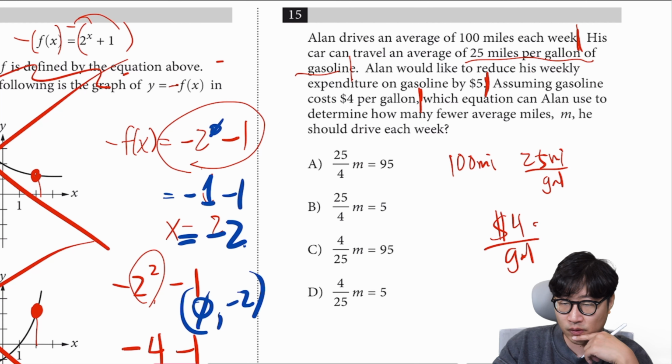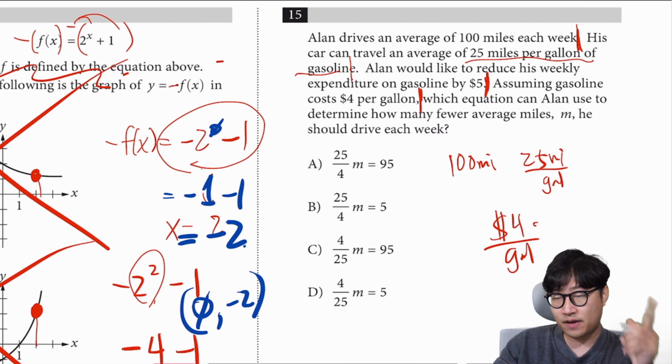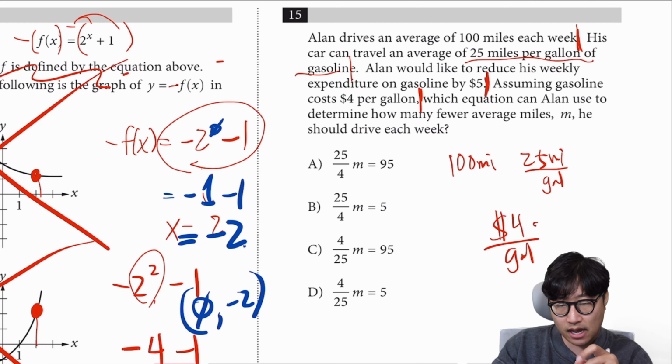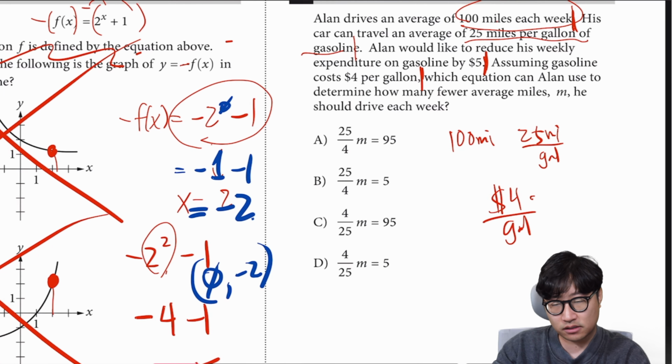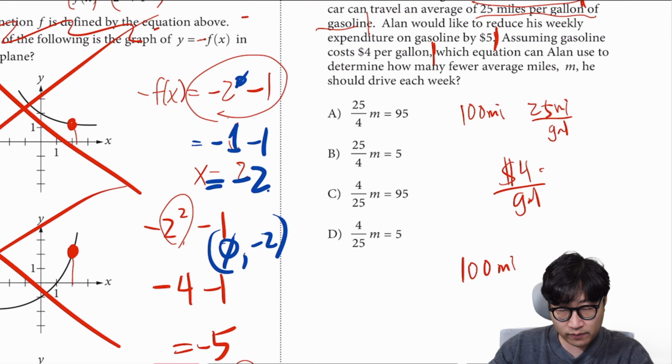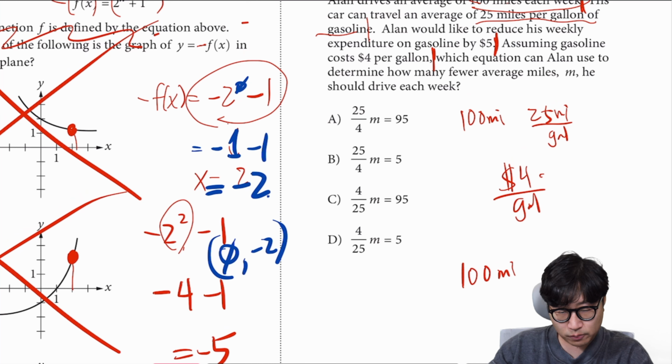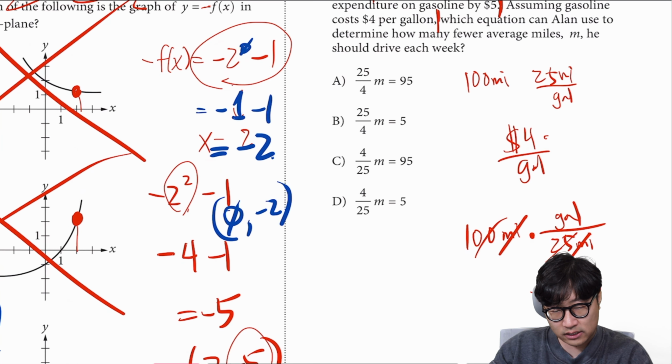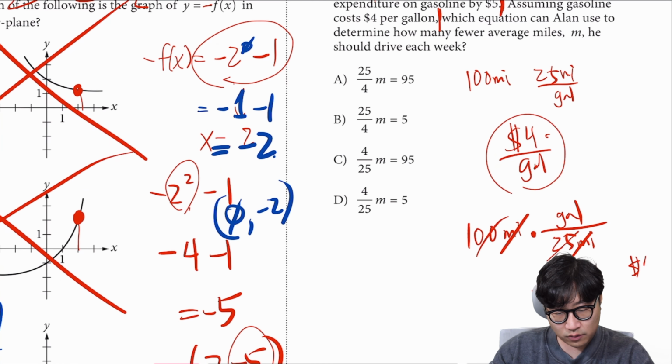Okay, so first of all, he wants to reduce that by $5, right? So right now, he's driving 100 miles each week. So let's figure out how many gallons he's using. So right now, he's driving 100 miles, but 25 miles per gallon. I'm putting the miles in the bottom, so that will cancel. And that gives you 4 gallons right now. Well, given that it's $4 per gallon, so you bring that over here, $4 per gallon, and if you multiply that, gallons cancel, so he's spending $16 right now.